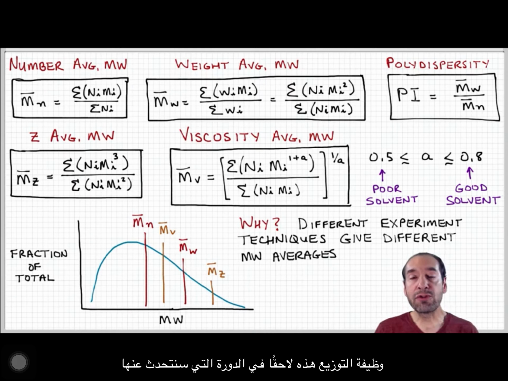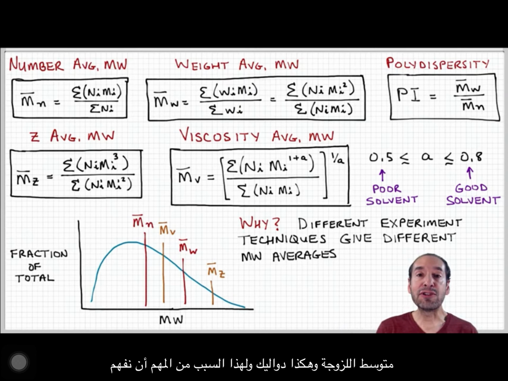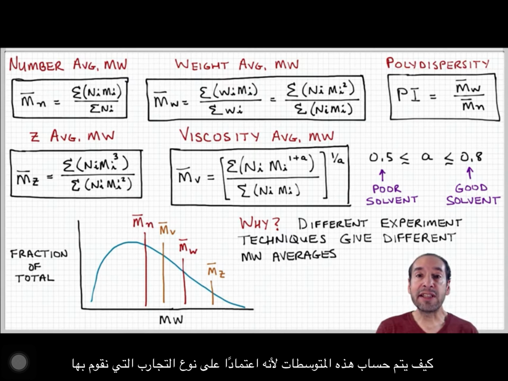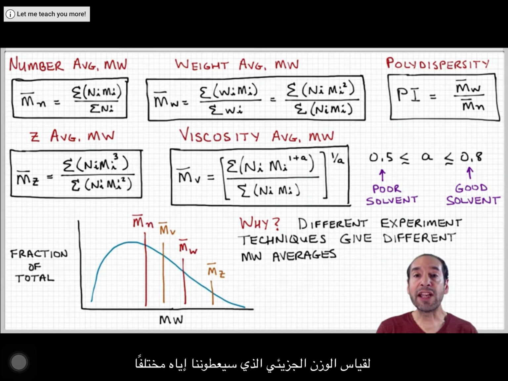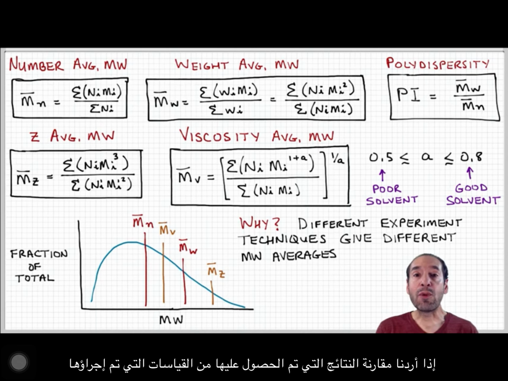So later on in the course, we're going to talk about some of these molecular weight characterization methods, and we'll see that some give us number average, some give us weight average, some give us viscosity average, and so forth. So for that reason, it's important to understand how these averages are computed, because depending on what kind of experiments we do to measure the molecular weight, they're going to give us different averages and different numbers. So it's important to understand what those are if we want to compare results that were obtained from measurements that were done in different ways.